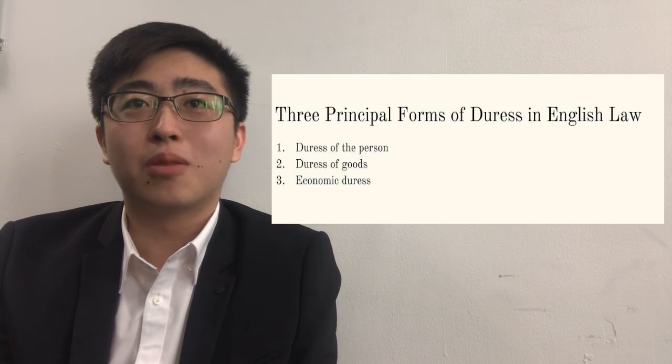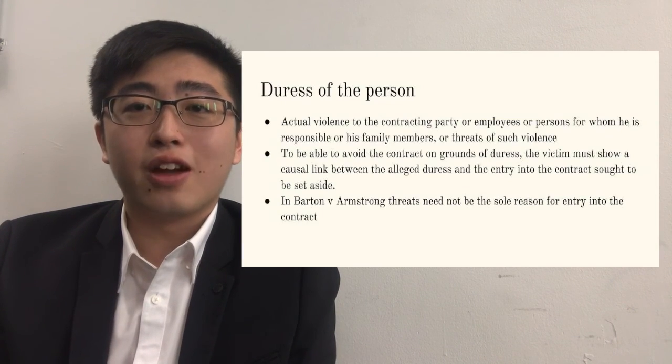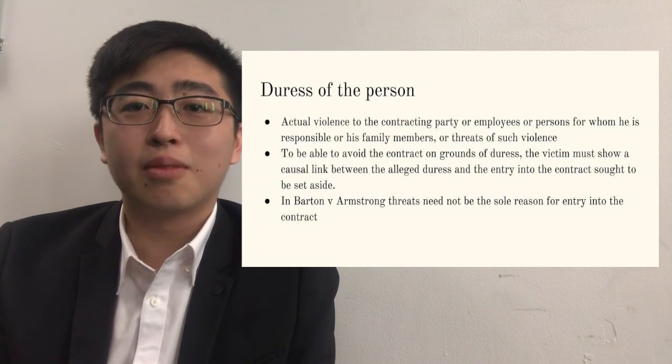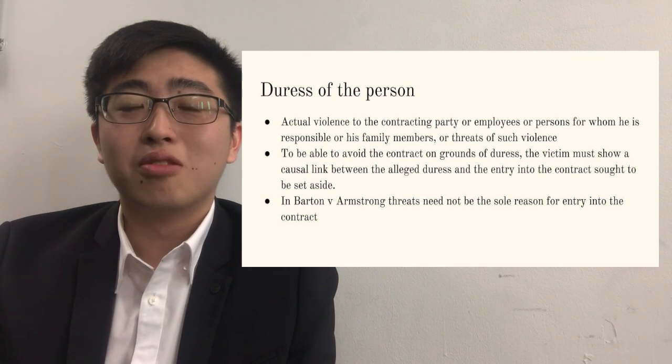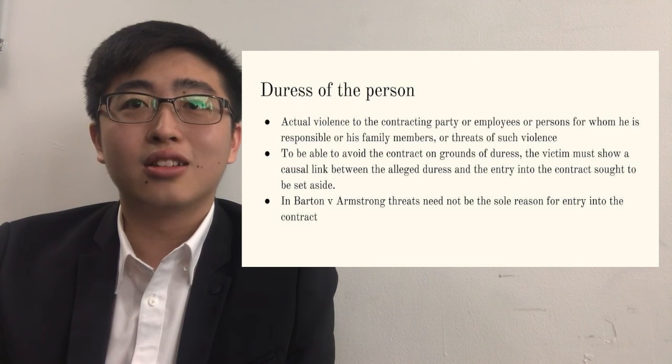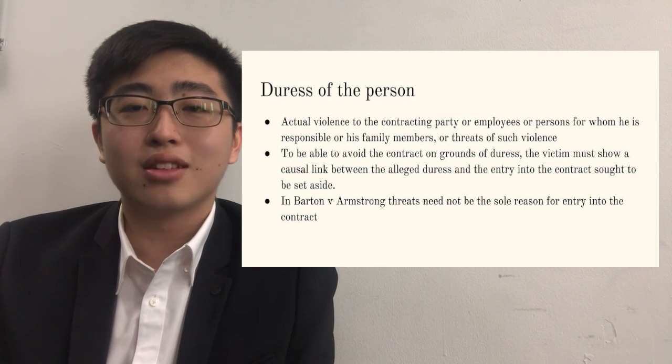There are three principal forms of duress at common law. The first is duress of the person. This may include actual violence to the contracting party or persons whom he is responsible for, or threats of such violence. To be able to avoid the contract on grounds of duress, the victim must show a causal link between the alleged duress and the entry into the contract to be set aside. In the case of Barton v Armstrong, 1976, the Privy Council held that the threats need not be the sole reason for the entry into the contract.